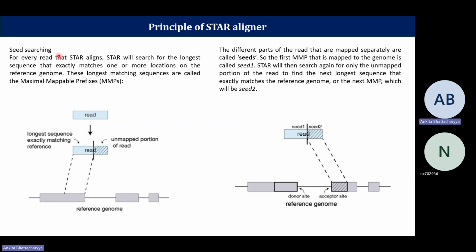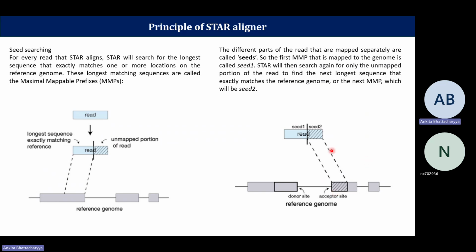So the first MMP that gets mapped to the genome is called seed 1. STAR will then search again for only the unmapped portion of the read to find the next longest sequence that exactly matches the reference genome, which will be called seed 2. So it pretty much does the same thing, but for the unmapped portion of the read. So like you can see for this seed 2, it has found a separate site. And what is the most logical conclusion then? That this particular read has come from a donor and an acceptor, which are actually far apart on the reference genome, but have eventually resulted in one common read.